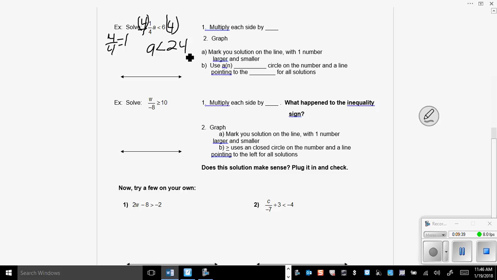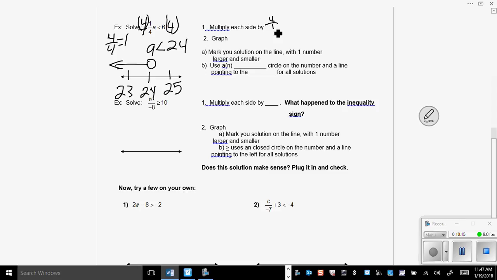So we're going to go ahead, put our number 24 here. The next number greater than 24 is 25. The greater number always goes to the right. The lesser number always goes to the left. And we see that A is less than 24. So that's going to be an open circle, and we're going to go to our left. All right, and what did we do? We multiplied each side by 4 over 1 technically, because when we have a fraction, we cannot forget to flip it and multiply it. All right, now let's move on to the next one.